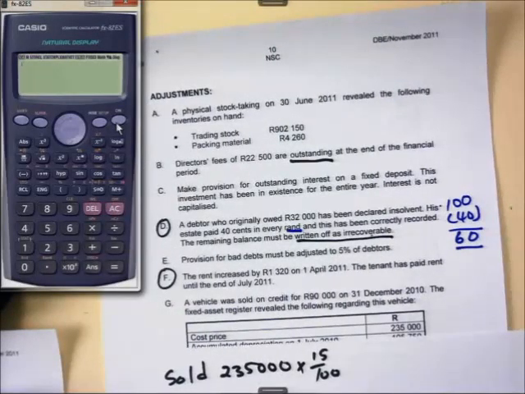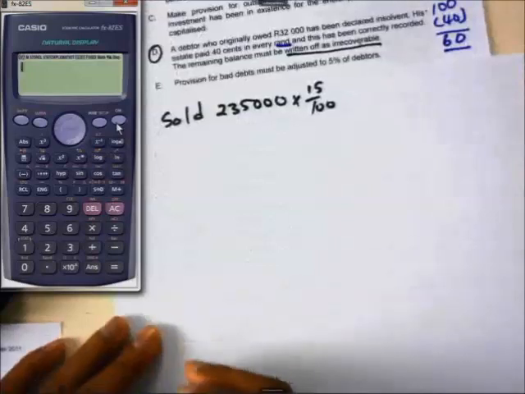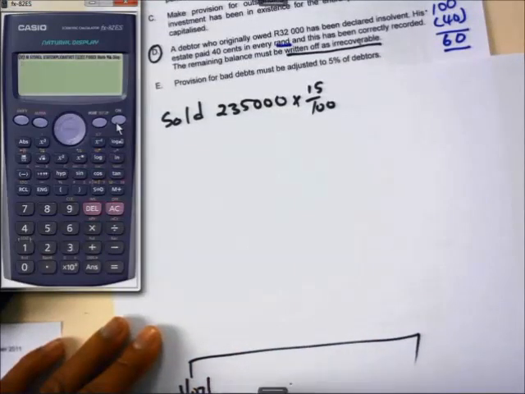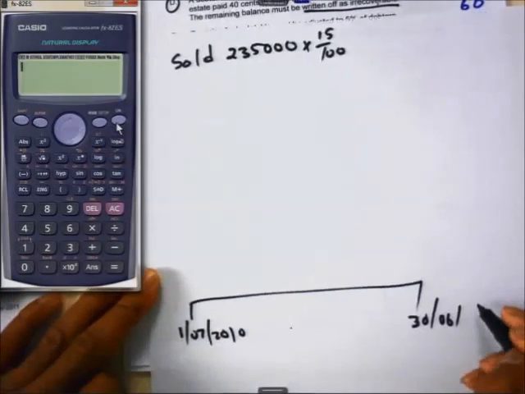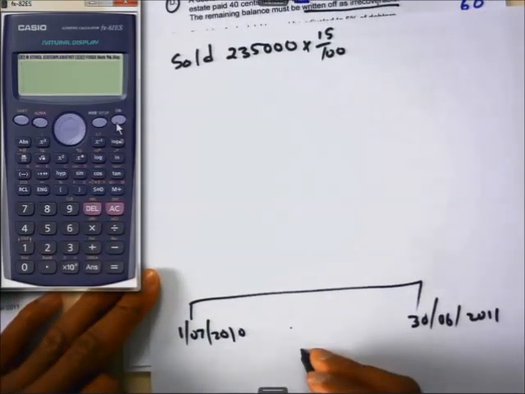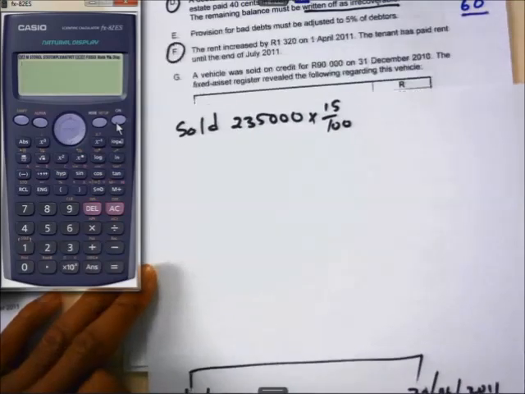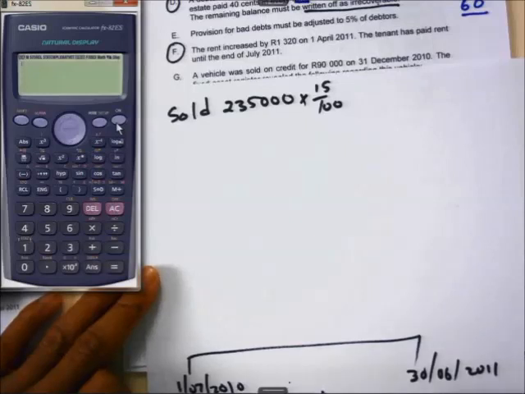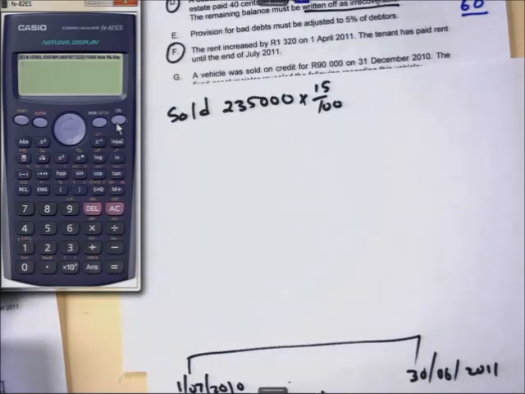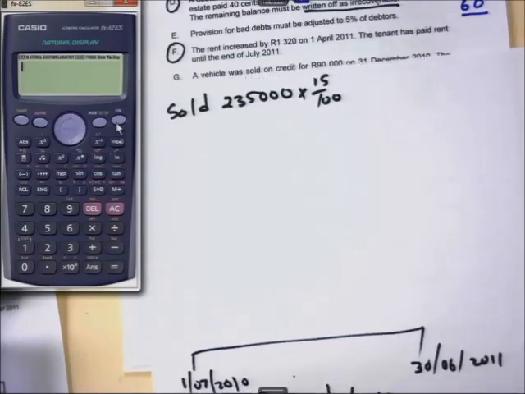So we must count. If you check our accounting period, we'll draw it again: 1 July 2010 to 30 June 2011. The asset was sold on 31 December 2010. So we're having the asset from there up to there. You must count the months: July, August, September, October, November, December. So it's 6 months. We had that asset only for 6 months.